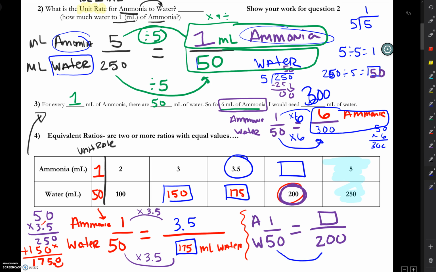So how do I go from 50 to 200? I'm going to multiply by what? I'm going from a smaller number to a larger number, so I'm going to multiply, and I would multiply by 4. 50 times 4 equals 200. So whatever I do here, I have to do on top. So 1 times 4 equals 4. And I've completed my table. Now at any time you could pause the video and continue, and I'm going to go ahead and pause.